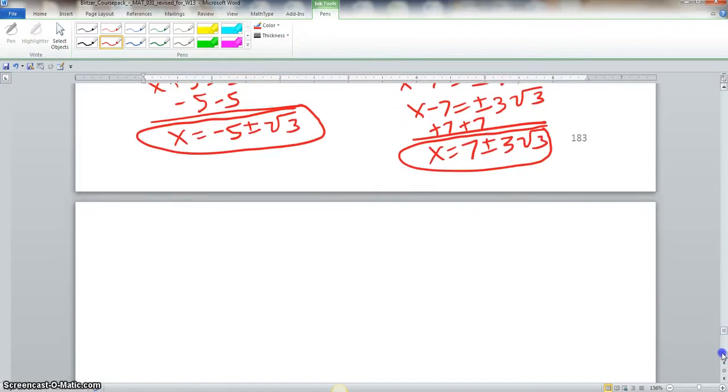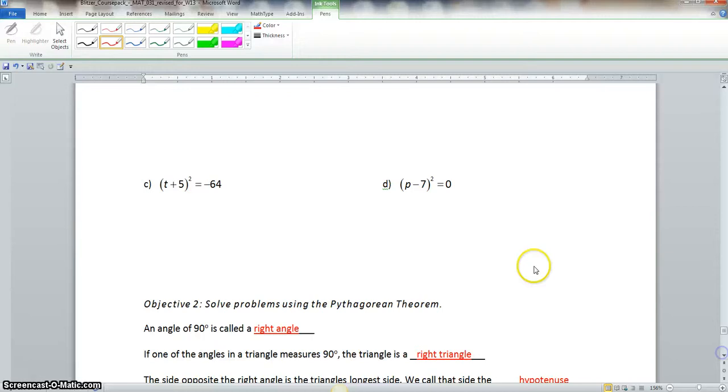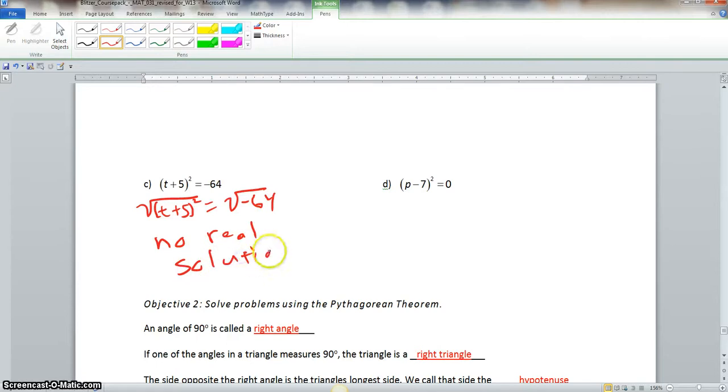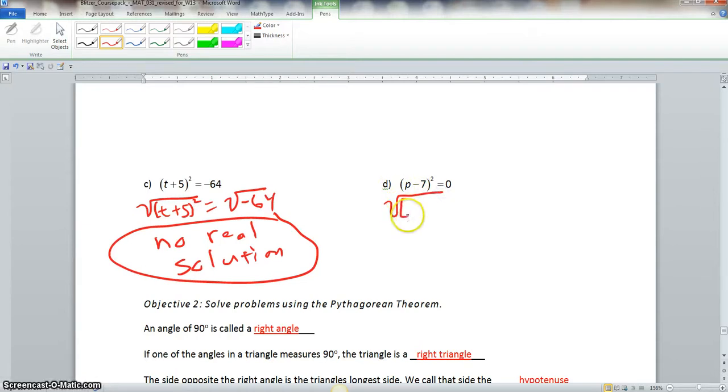Now, we scroll down here to C. C is basically the same, but C is actually going to be kind of short. We'll start it off the same. Take the square root of both sides. Now, once we see here that we have the square root of a negative, we know our answer is no real solution. There's no need to continue this. So there's no real solution. Okay, now we would take the square root of both sides.